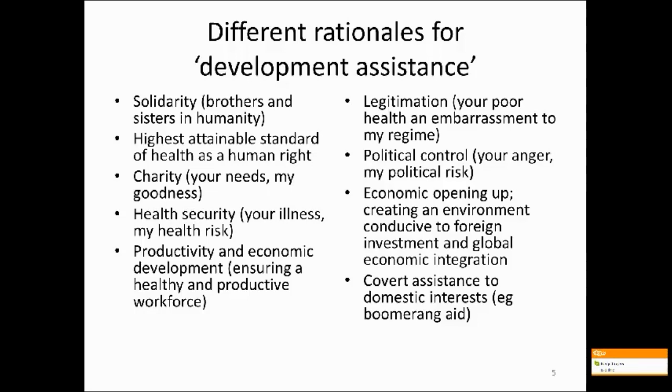But we're getting further and further away from solidarity when we say that we're going to give you development assistance in order to make our lives more secure.